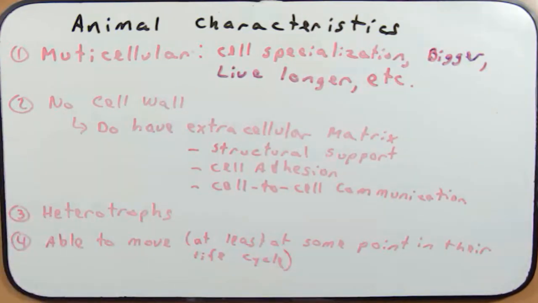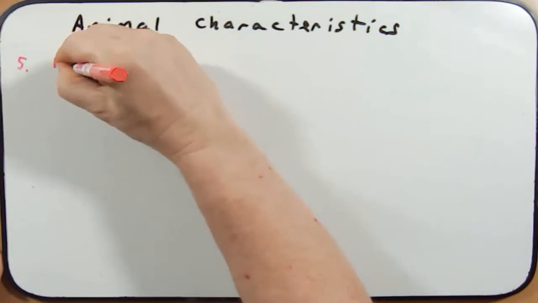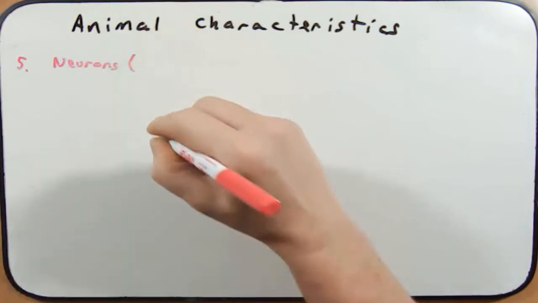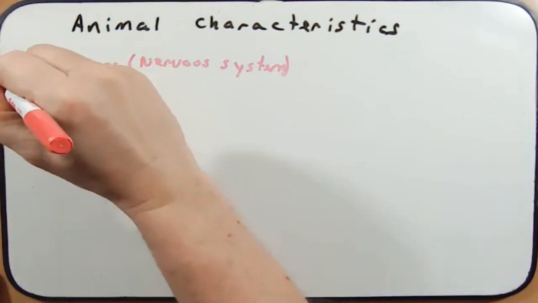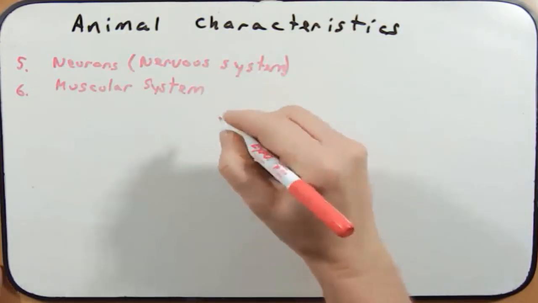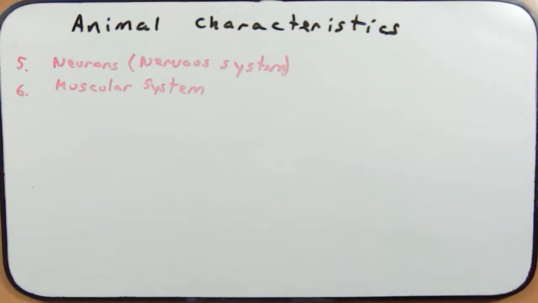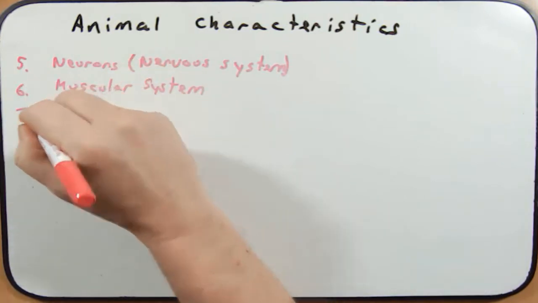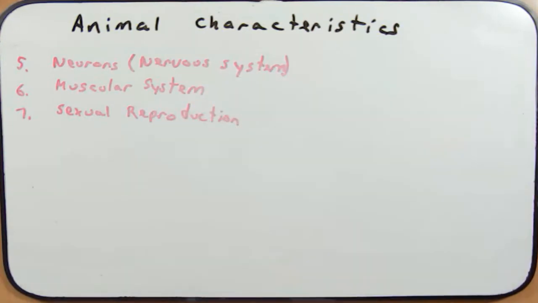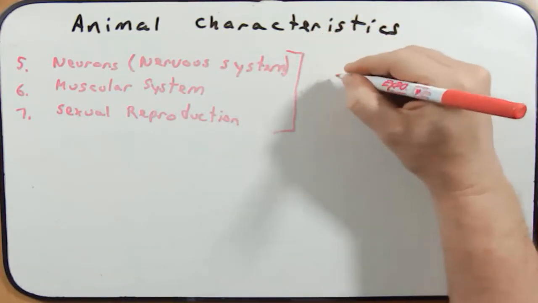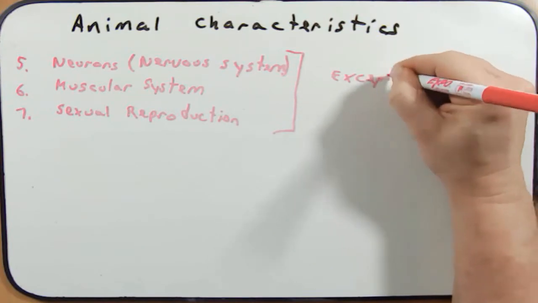All right, I'm going to list three more characteristics, and these next three are found in all animals except the sponges. The first one is that they have neurons and either an advanced or primitive nervous system. They also have a muscular system. Having a nervous system and a muscular system really aids in their ability to move under their own power. And they all, except the sponges, undergo sexual reproduction. So as a reminder, this is true of all animals except the sponges.